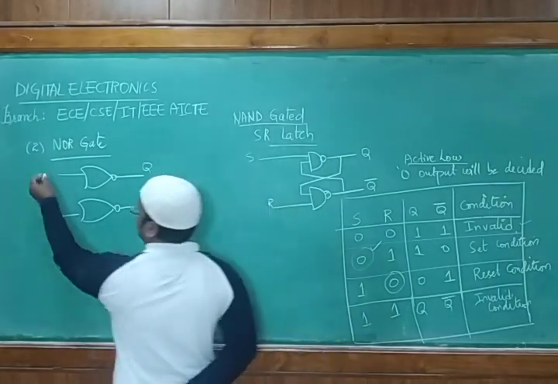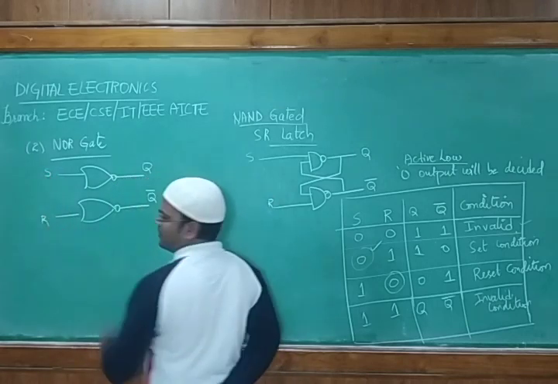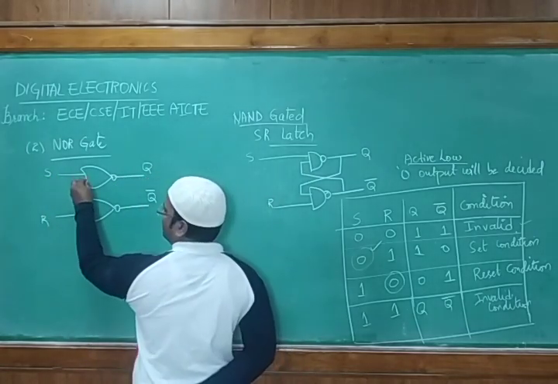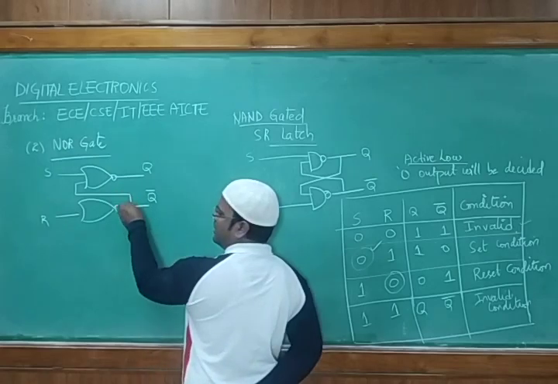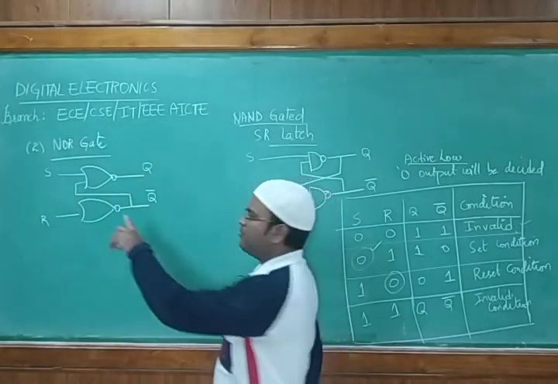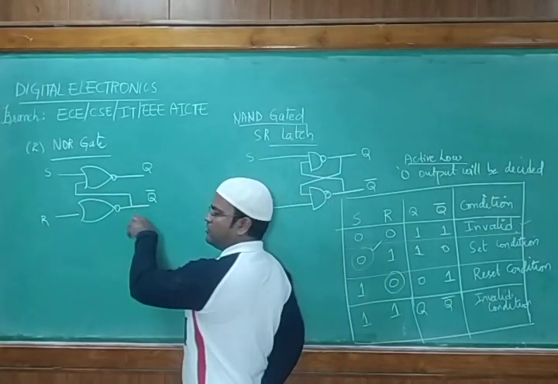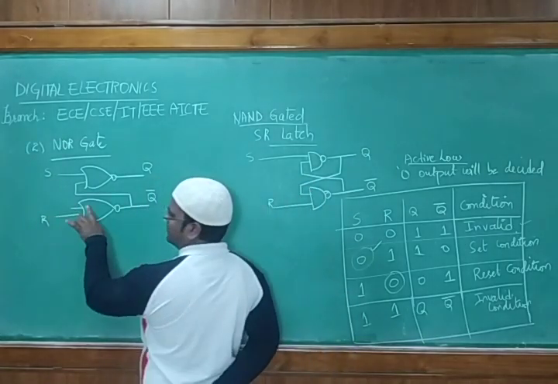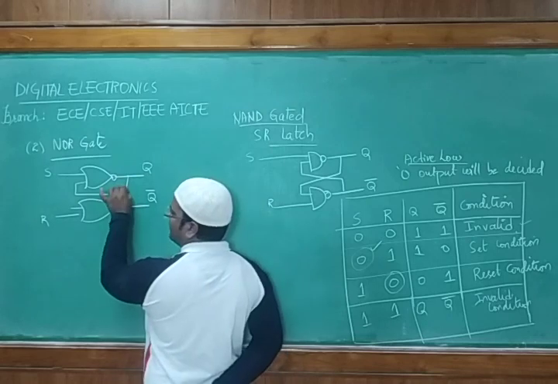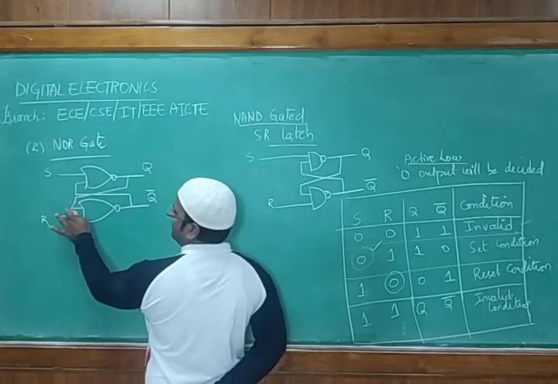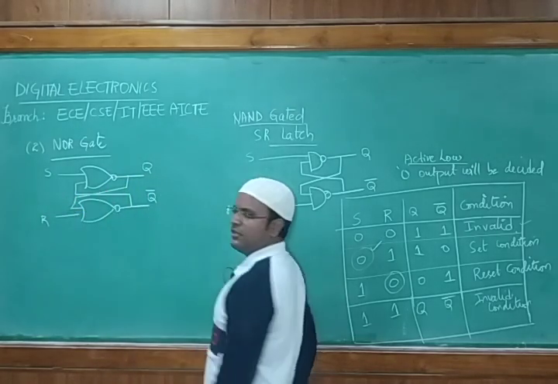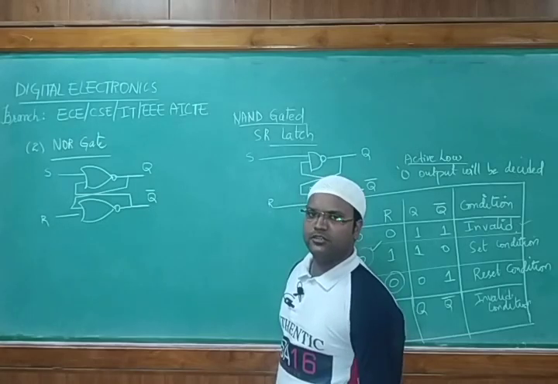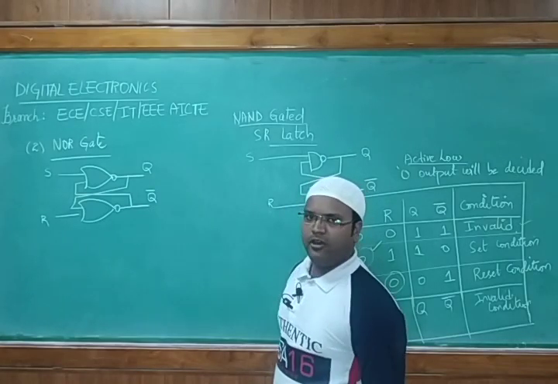This is the S input, and this is your R input. Same thing, we just want to go for cross coupling. The output of the first NOR gate is passing to the input of the next NOR gate. Similarly, the input of the first one is taken from the output of the other, like this. So this is the way we write the symbolic representation of the SR NOR latch.